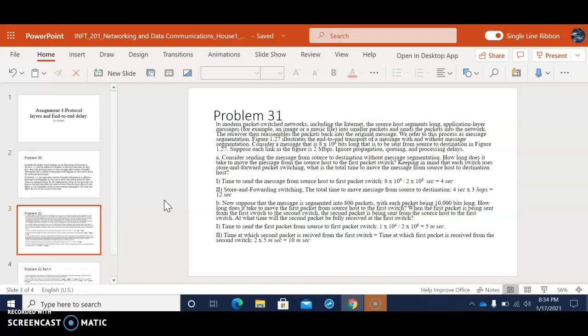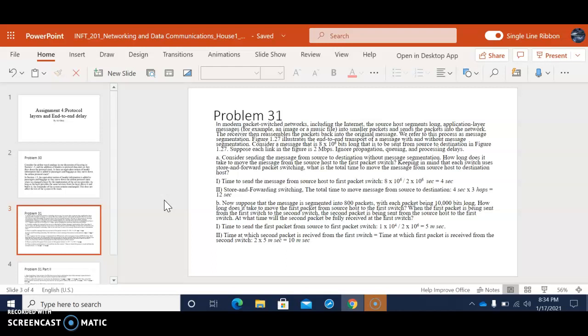Here it is. Now it shows us the two computers and the packet switch, with the message in A and in B. In this one, they're giving us some hints on how we could proceed. So we put in 8 times 10 to the power 6, we divide by 2 times 10 to the power 6, and that will give us 4 seconds.